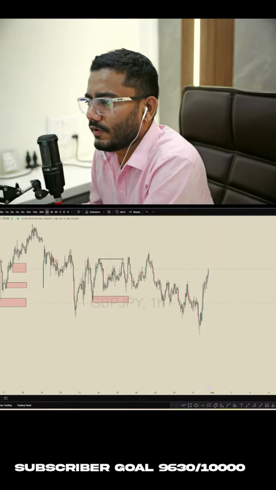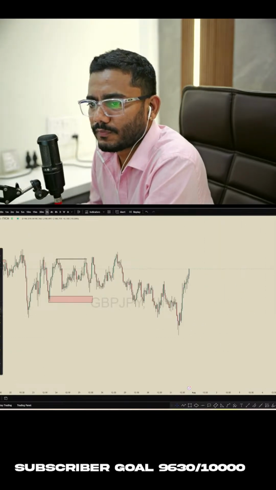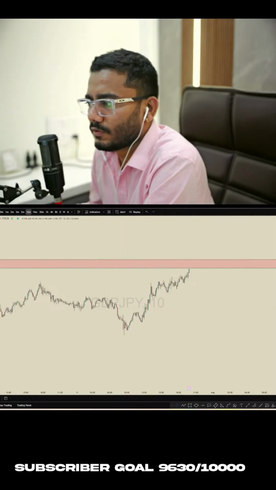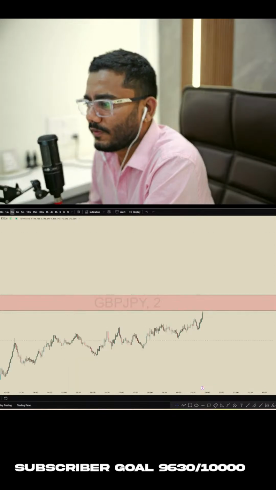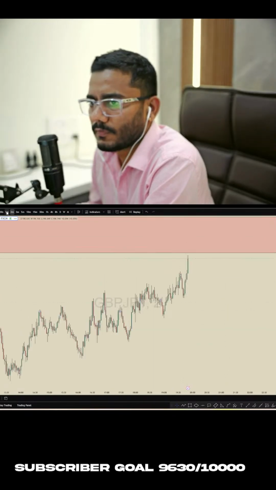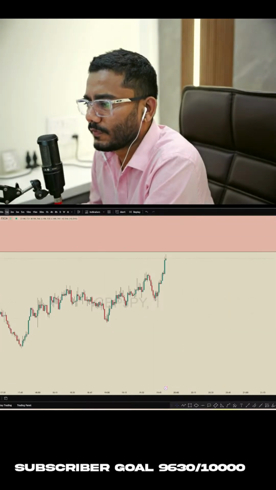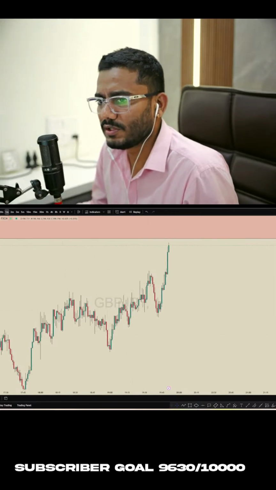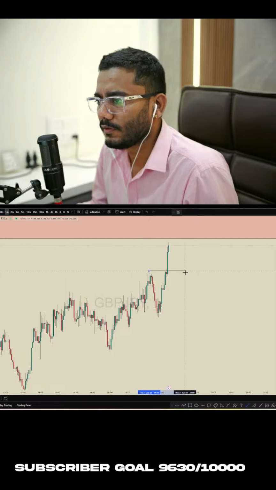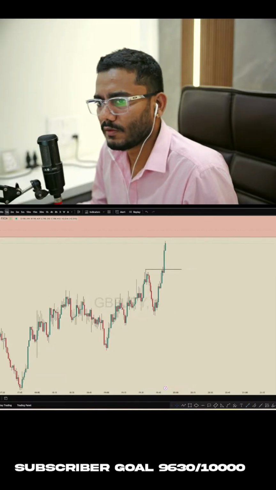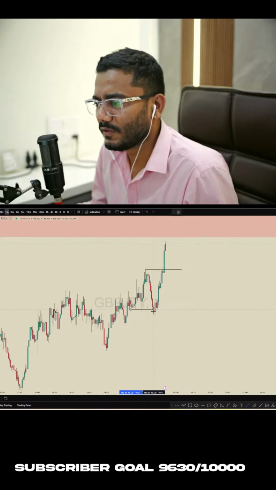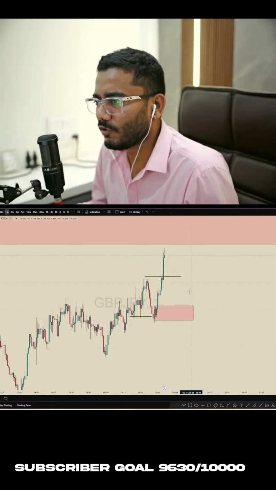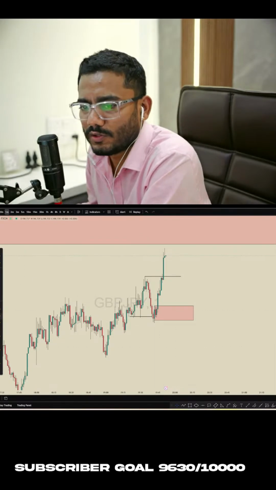GJ is that area where there is a 4-hour POI. Let's see if we have any buy side setup. Here we have this buy side setup on GJ. Price broke the structure. Same setup. Equal lows were swept. This is the order block. We want price to create some kind of liquidity, just like on USD CAD.